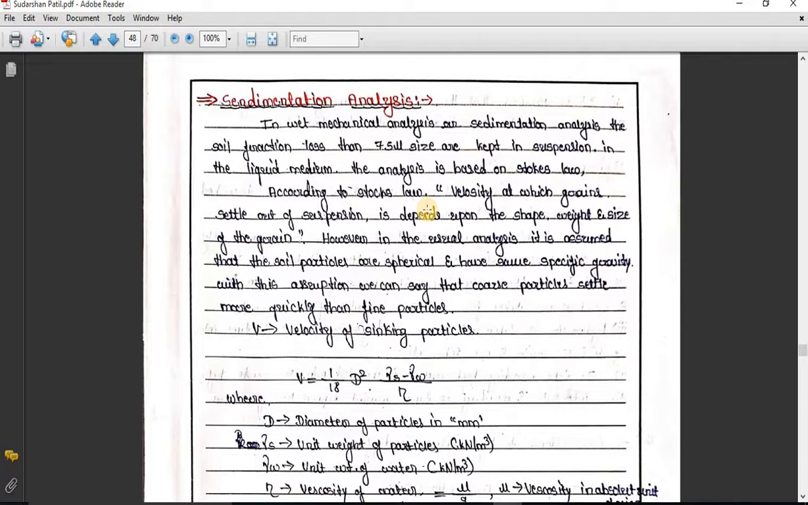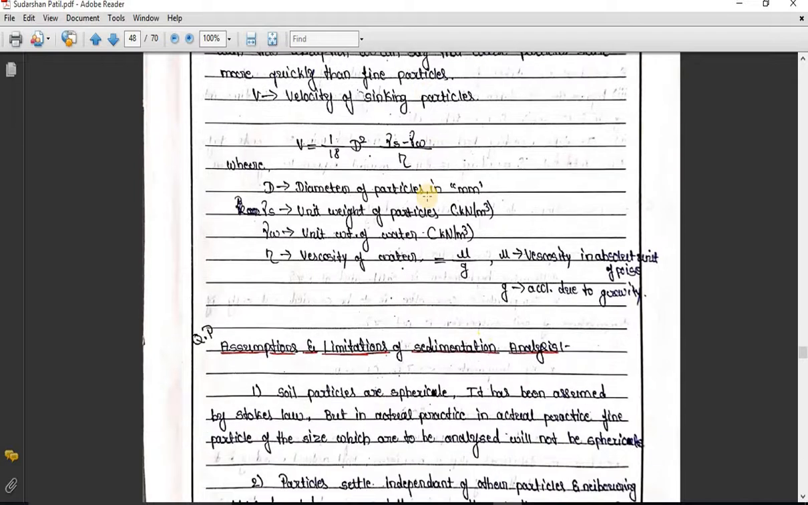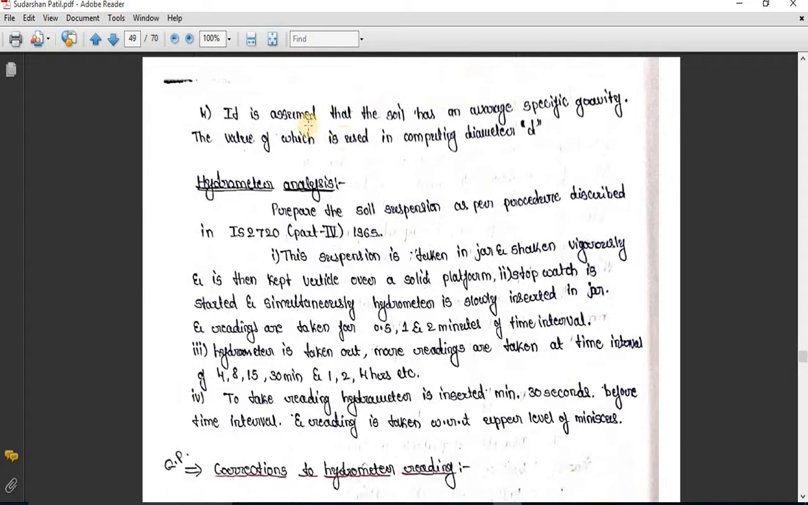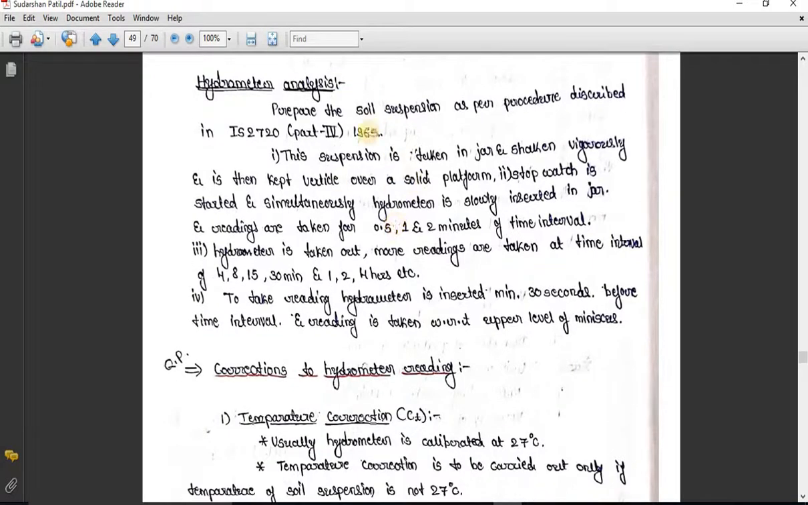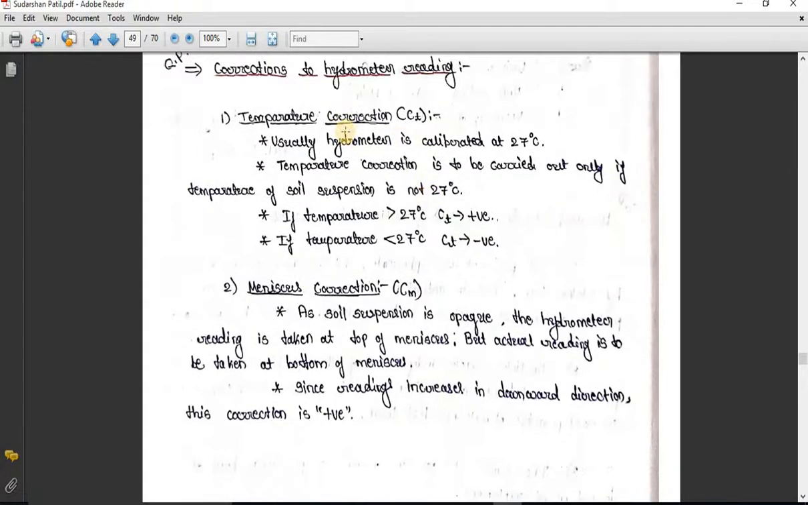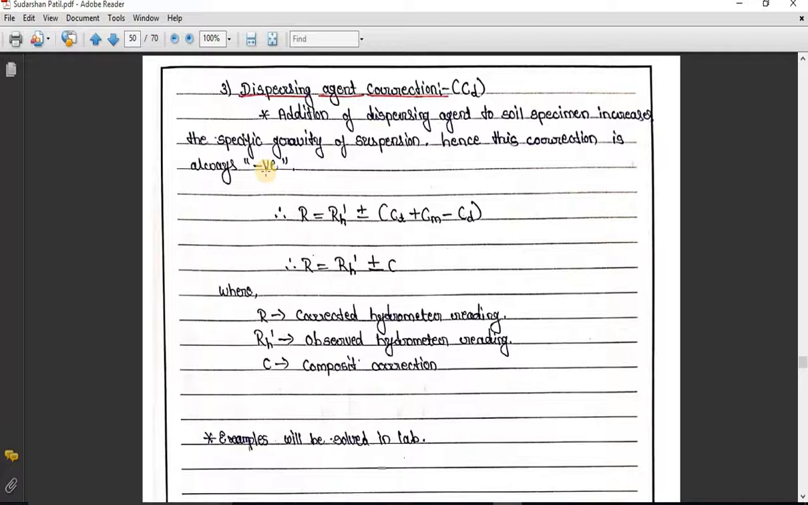So next is sedimentation analysis. Sedimentation analysis is carried out for the particles whose size is less than 75 micron. Okay, so we'll study this in some other session. It's not given in your syllabus, just for understanding purpose I have given it. So you can go through the hydrometer and the corrections for hydrometer. It has been asked in many of the university papers, so you can go through it.